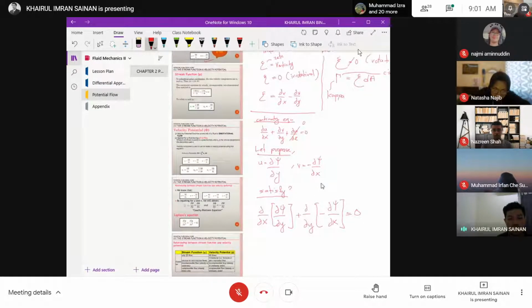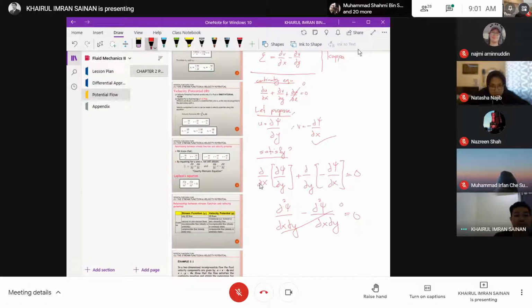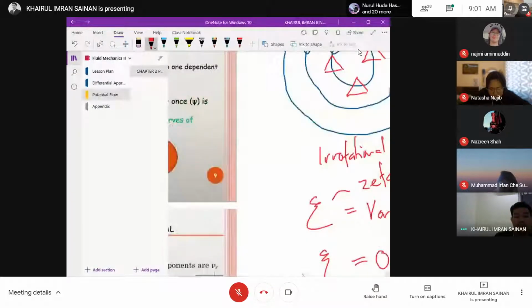Okay. So in the end, what you have is del squared psi divided by del x del y minus del squared psi divided by del x del y, so equals 0. So the whole term is also 0, meaning it satisfies our continuity equation. So our proposal is correct. Based on that, we developed the stream function in Cartesian coordinates.